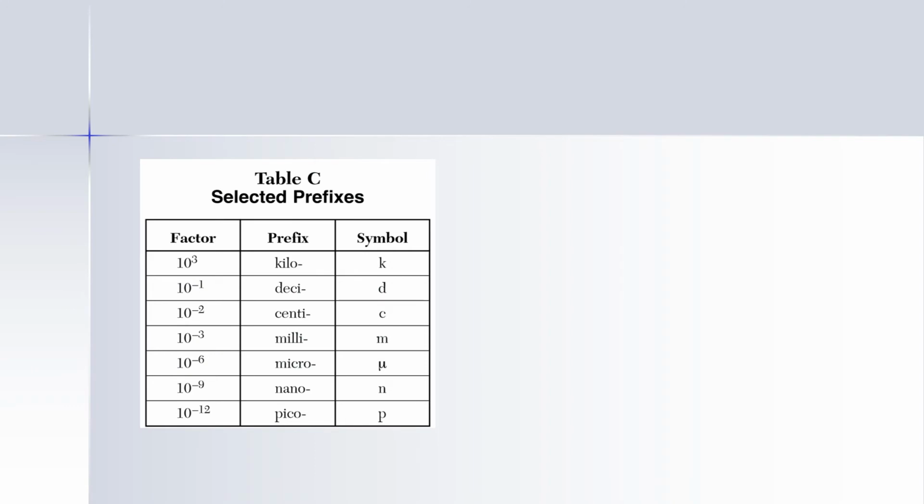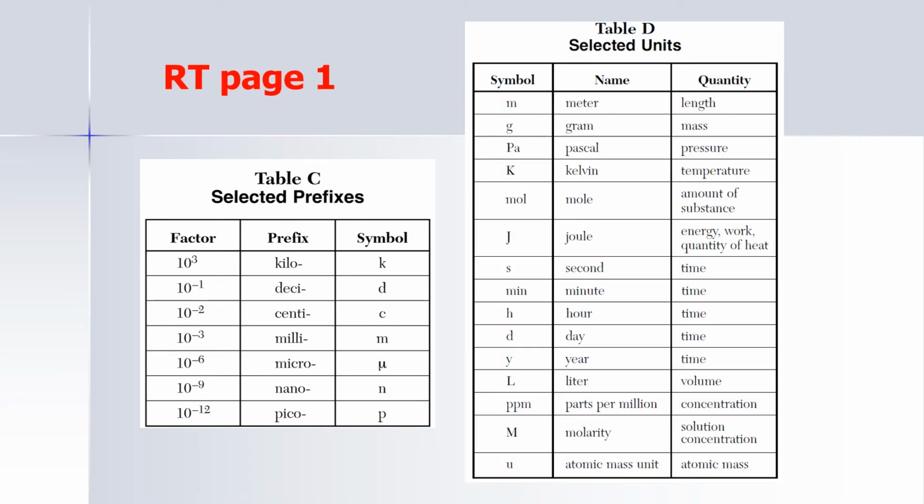Okay, so you will be using Tables C and D, which are on page 1 in your reference table packet, to figure out some of your conversion factors. You will need to know some of the prefixes, and we will be combining these prefixes with some of the units. That's why you will be coming back to these tables to work on some questions.